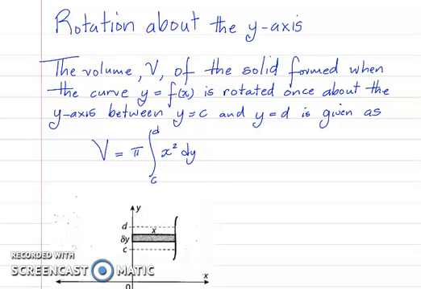Okay, we're continuing with volume of solid of rotation, and right now we're looking at rotation about the y-axis. Now, the volume V of the solid formed when the curve y is equal to f of x is rotated once about the y-axis between y is equal to c and y is equal to d is given as V is equal to pi, the integral from c to d of x squared, and you're integrating with respect to y.